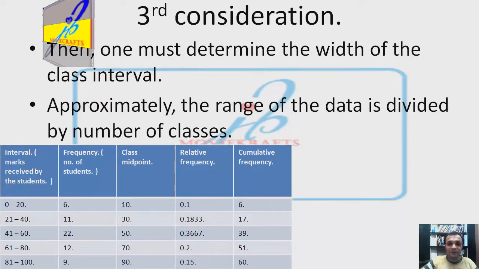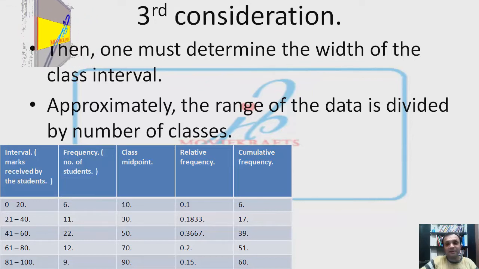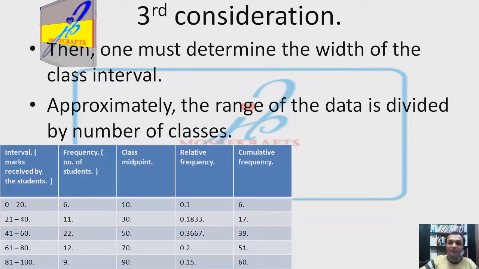Third consideration, one must determine the width of the class interval. Approximately, the range of the data is divided by the number of classes. When classes are equal, the range of the data is divided by the number of classes. Like in our case, the range is 100 divided by 5 classes, which means each class has 20 marks distribution.